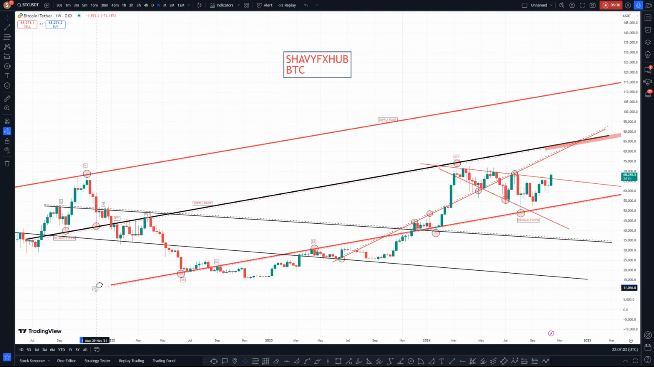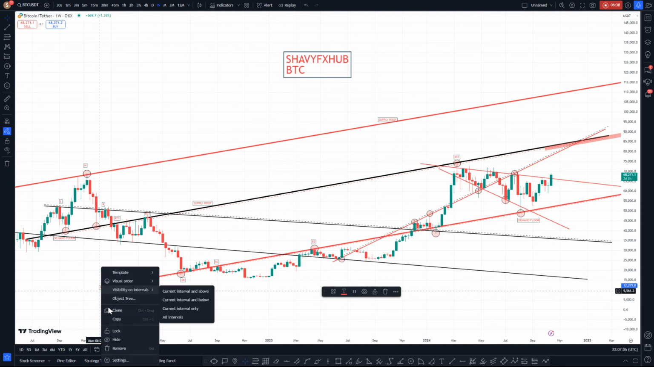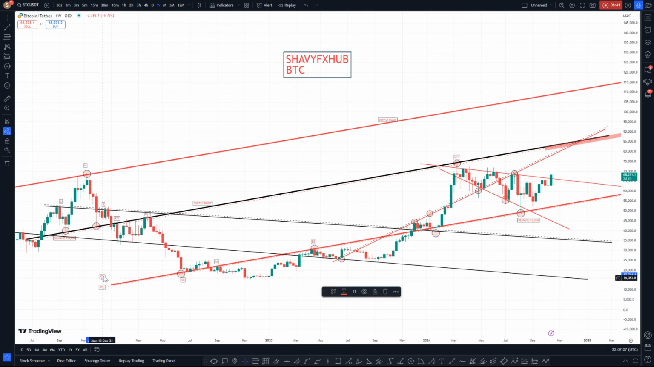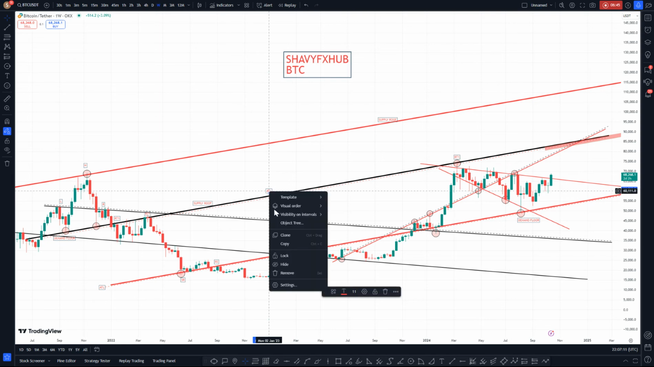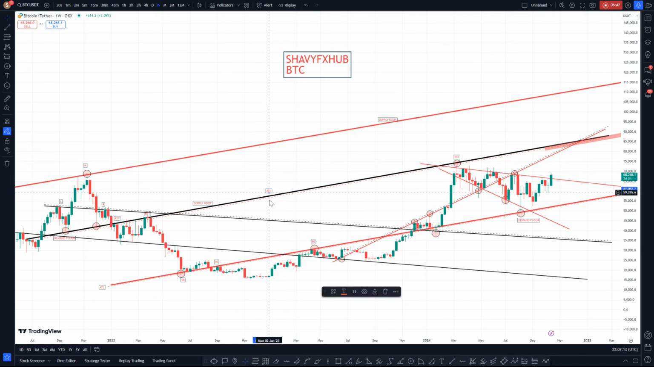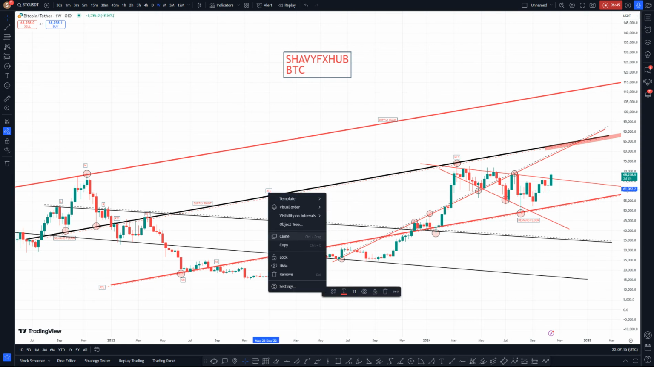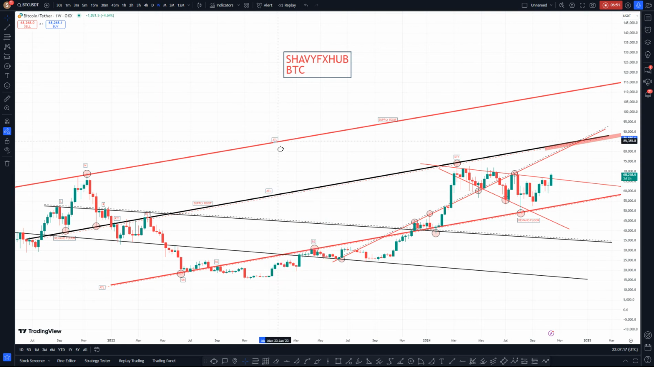This is an ascending trend line. All we have here, ascending trend line, ATL. Another trend line, ATL. And the top layer, ATL. They are all ascending trend lines. This is a descending trend line, DTL.